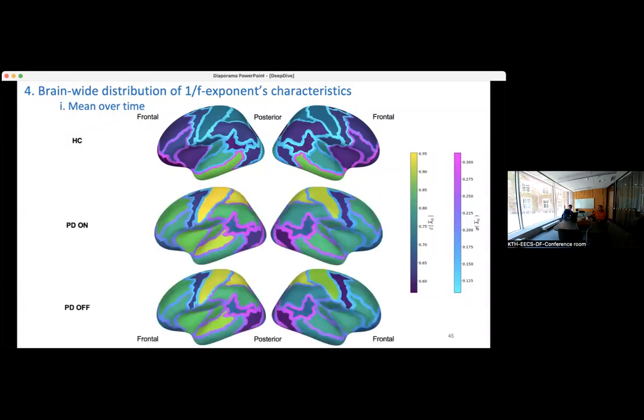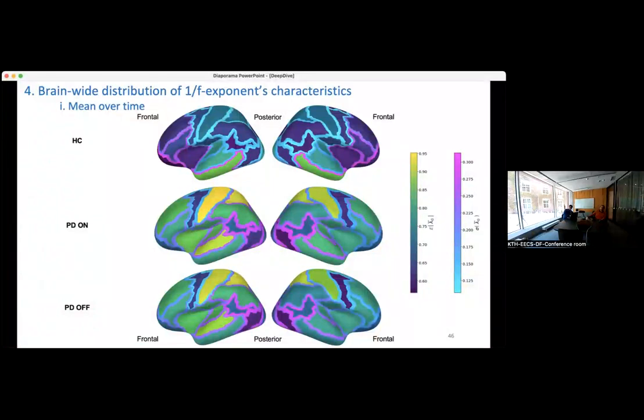So this is for healthy control, and if you look at PD patients, you see that globally there is an increase of this lambda, of this exponent, over most brain regions. You also see that you have some more variability, for instance, in the posterior part here.